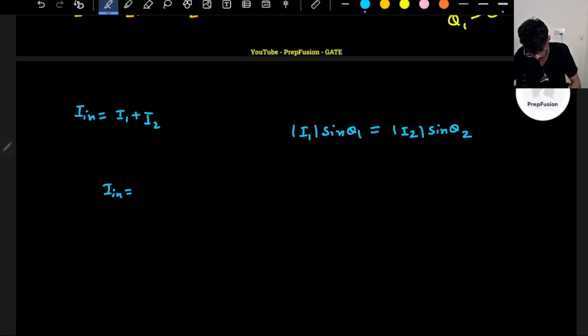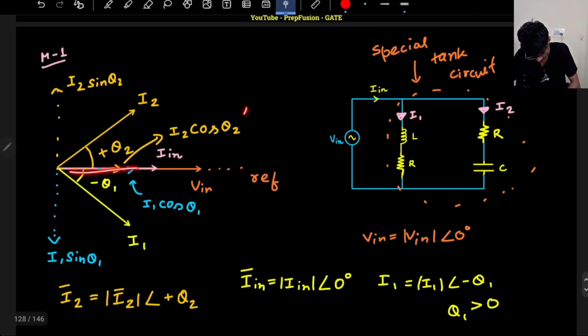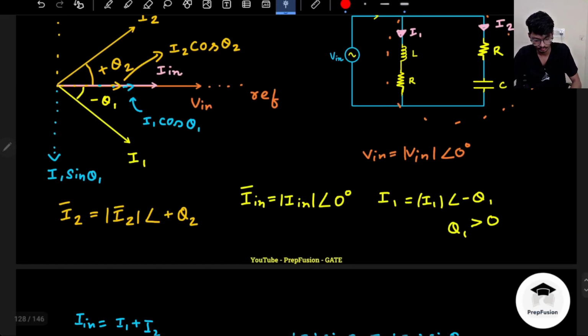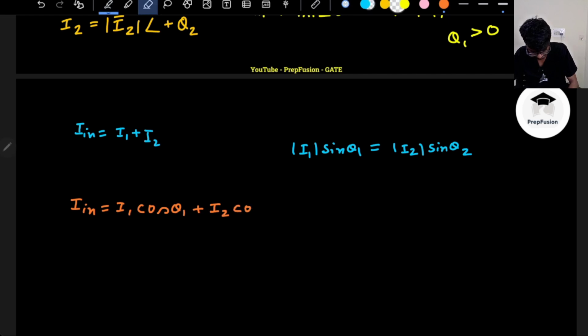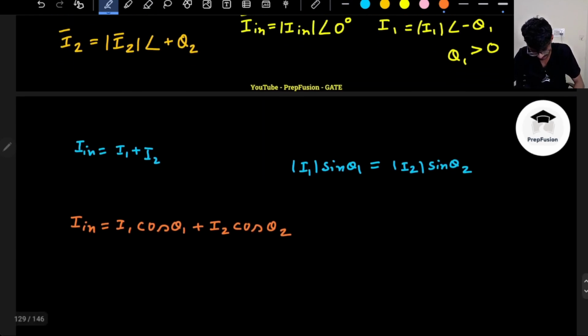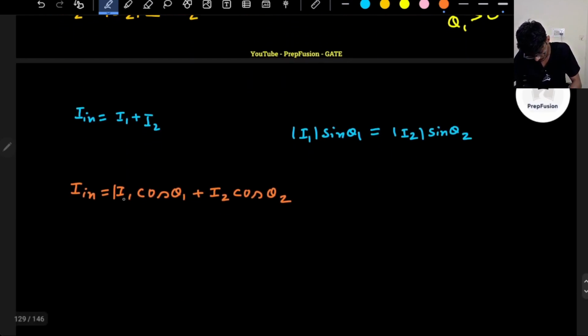In is basically the addition of these two vectors, right? This I2 cos theta 2 and this I1 cos theta 1. So I will write that. Magnitude of in, or anyways, in is in the zero phase only. In is equal to I1 cos theta 1 plus I2 cos theta 2. Okay, this is my in value, with magnitude of I1, magnitude of I2.